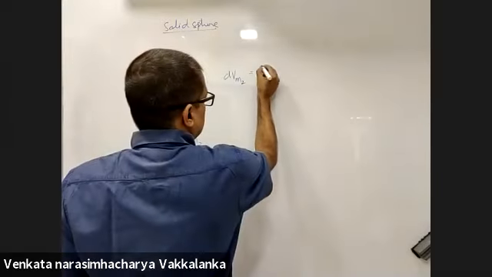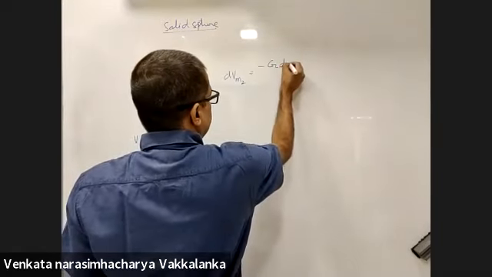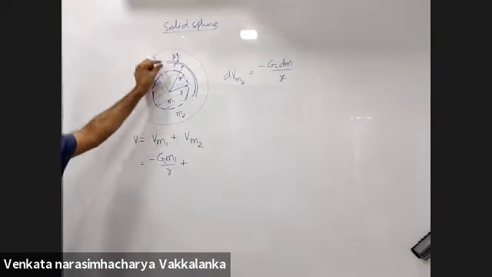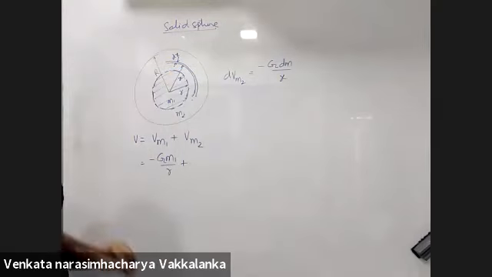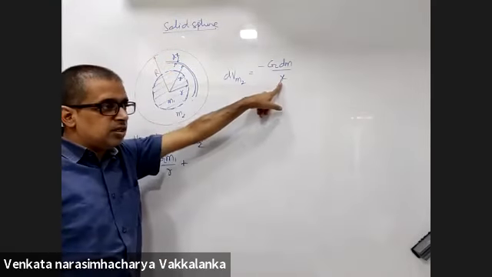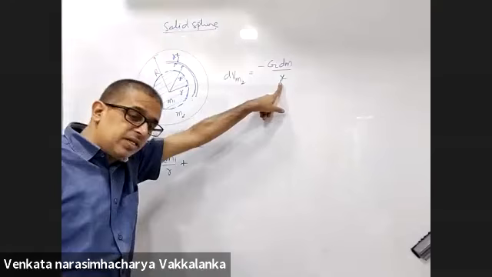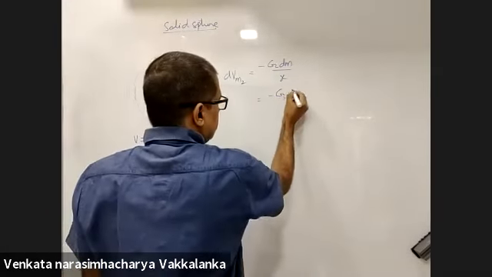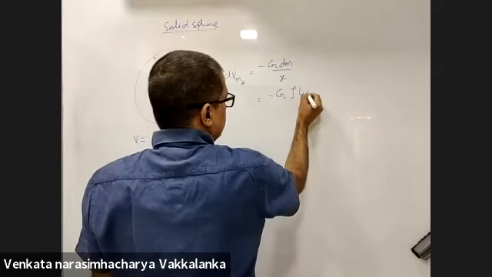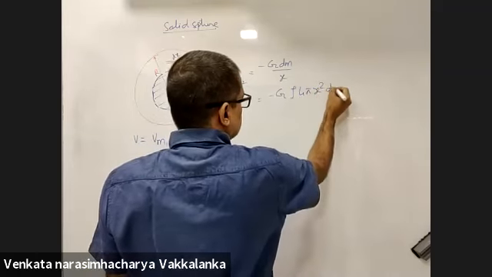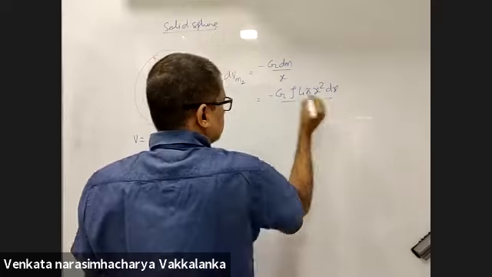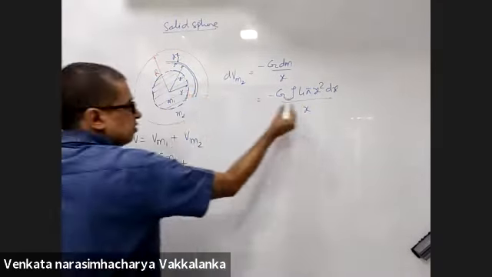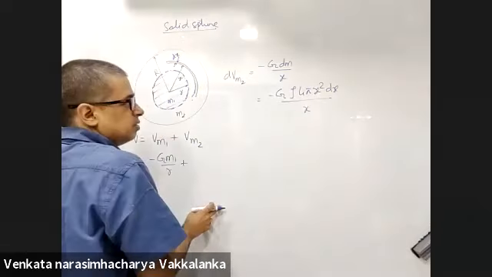Minus G dm by x. The radius of the shell was x. The mass of the shell is dm. This will be the potential on the surface of the shell. Everywhere inside it will be the same. Minus G, density into 4 pi x square dx, by x. Density into the volume of the shell. Volume of the shell is surface area into thickness.